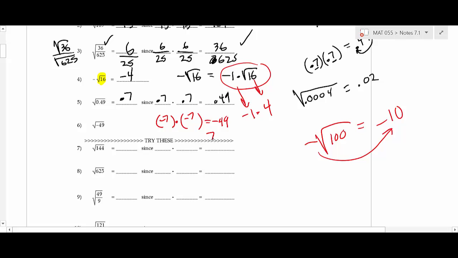And we can't do 7 times negative 7, because it has to be the same number. So this doesn't have a solution. What we say at this stage in the class is we say it has no real solution. So if you have a negative under the square root, it's not going to have a real number solution. It's going to have an imaginary number solution, which we'll learn in a couple of weeks.